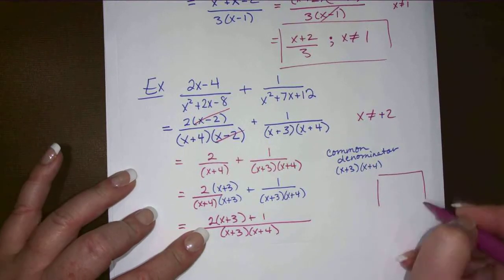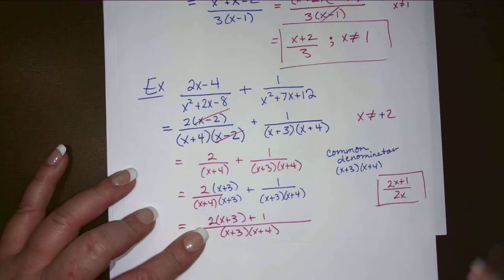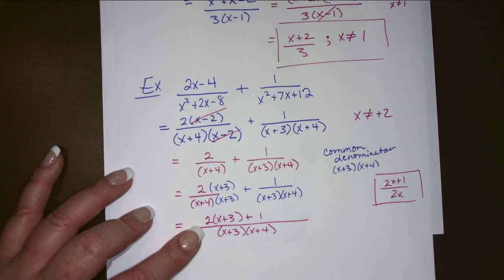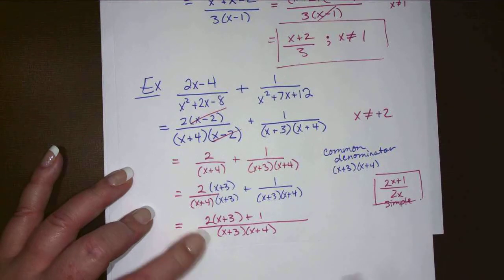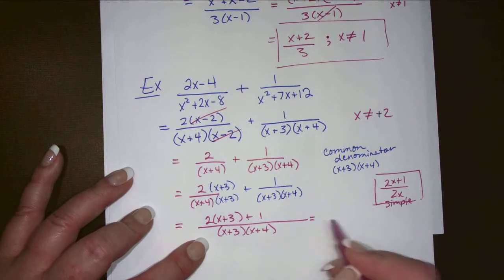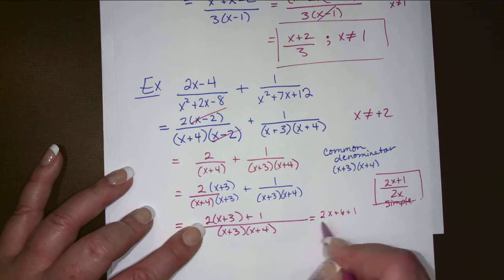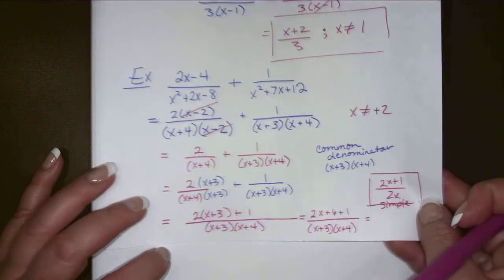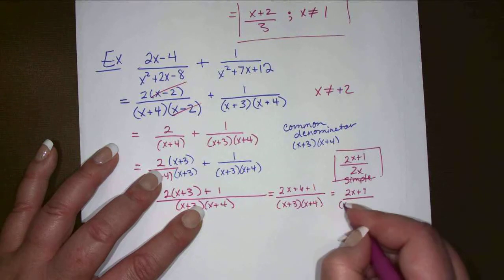That's like we were saying before, if you have 2x plus 1 over 2x, the 2x's do not cancel because that 2x is not multiplied on top, there's a 1 added to it. Right? So this is already as simple as it goes. So they don't cancel. What you do, though, is work out the top. So 2x plus 6 plus 1. Which is what? 2x plus 7. Does that factor? No?